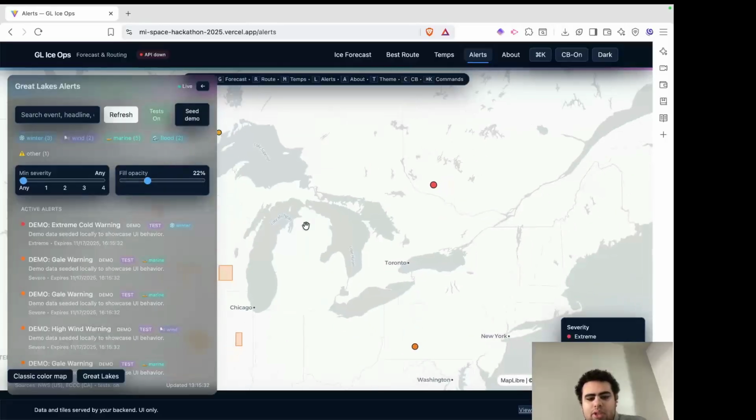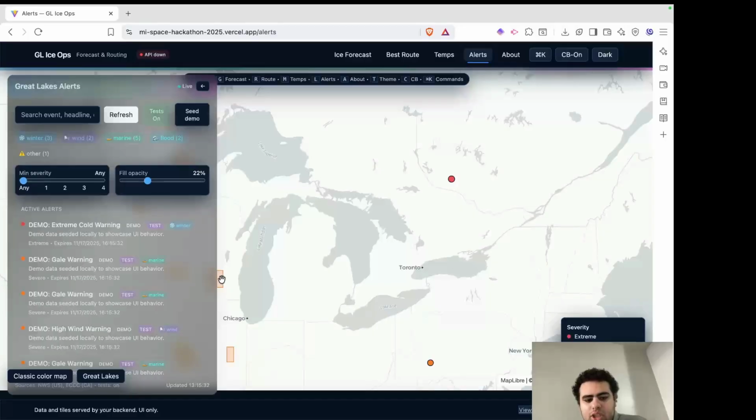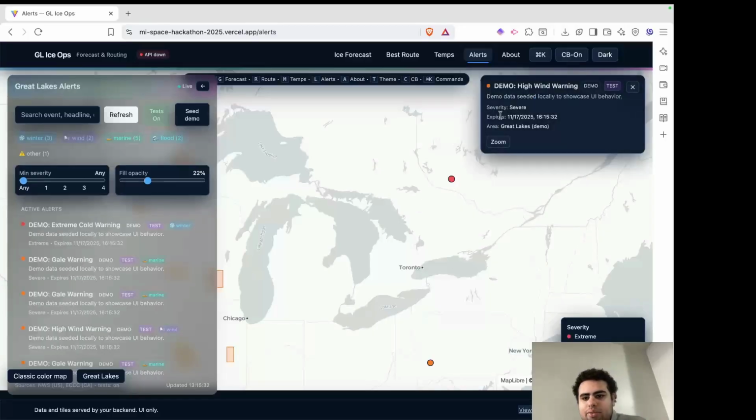For example, if we take a look here, we can see that there are a lot of alerts happening, and if we just choose one, we can see the severity of the alert, when it expires, and also the area being affected by the alert, in case we need to make sure that we're drawing proper trade routes for the Coast Guard, or again, for any suppliers that are trading.